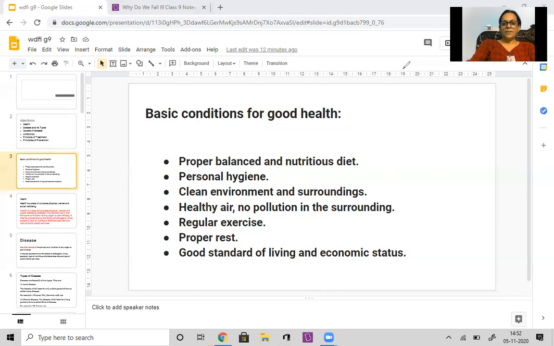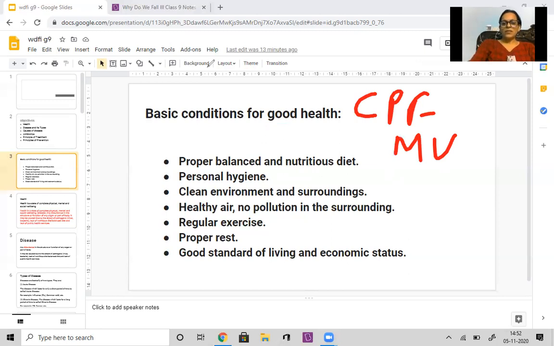We can say that you have studied in your prior classes: carbohydrates, proteins, fats, minerals, vitamins. These are the major nutrients which are required for the body.